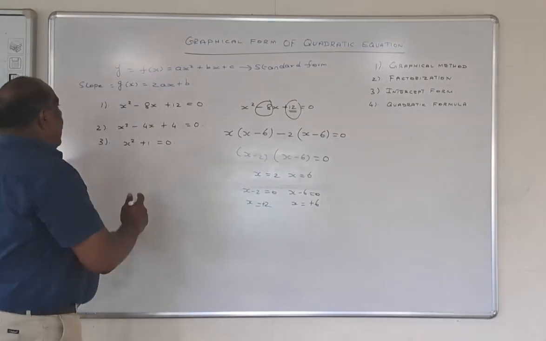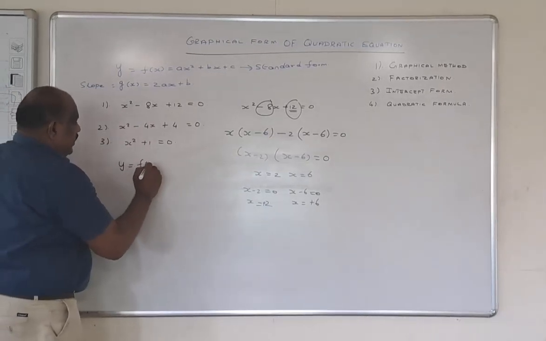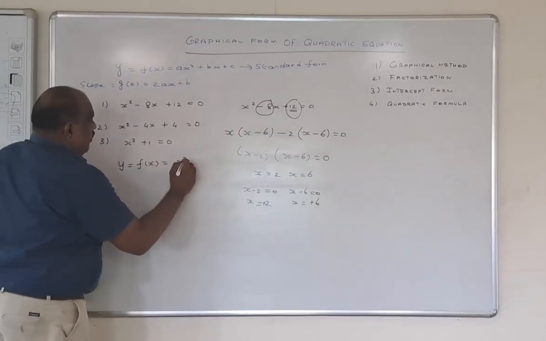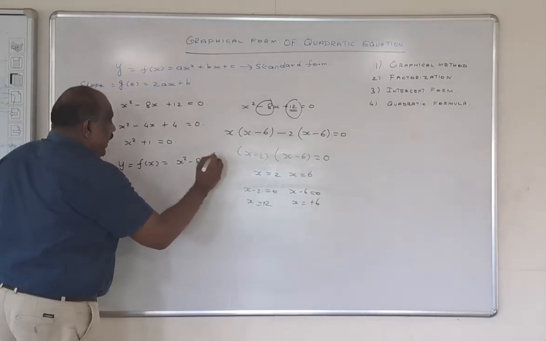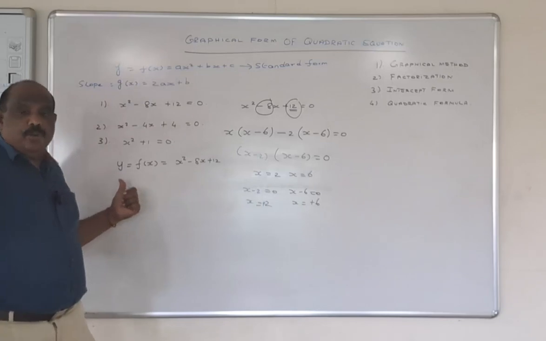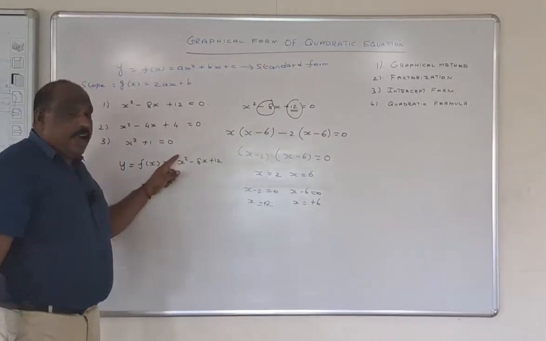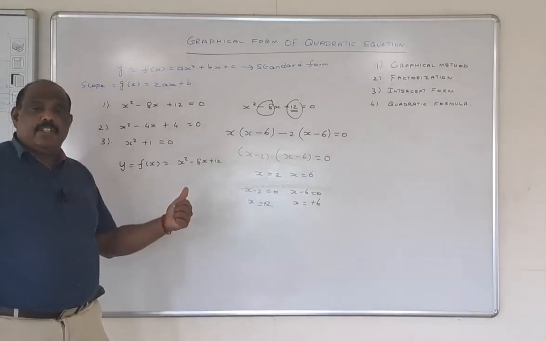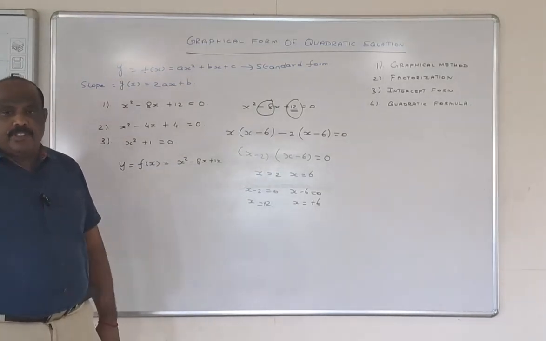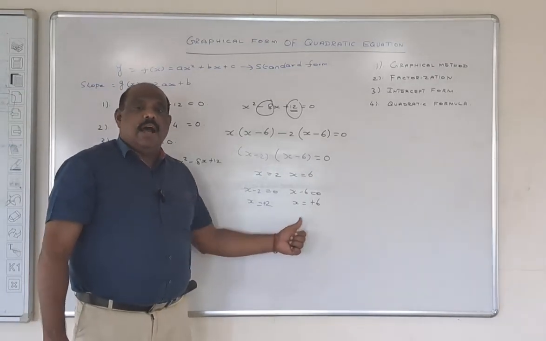Very good. So I can write y equal to f of x equal to x squared minus 8x plus 12. My idea is to know for what value of x my y will be 0. That is nothing but the roots. Since it's x squared, there are two values for which this y can be 0. So what are those two values? One is plus 2, another is plus 6.